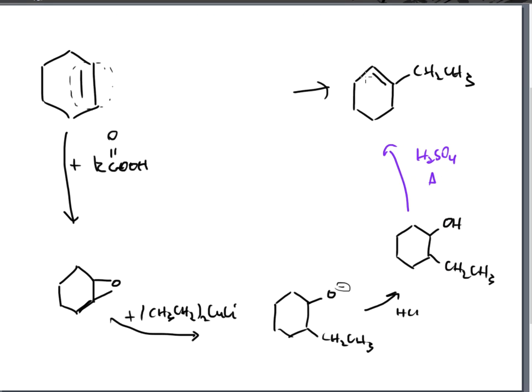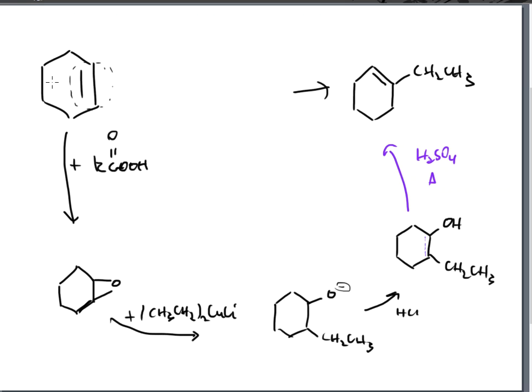Always keep in mind, when dehydration happens, we make sure that this double bond will form using the most substituted carbons that we can get. So by default, the double bond will form to the end of the carbon that has the ethyl group on it. Oh gosh, now let's do a summary.